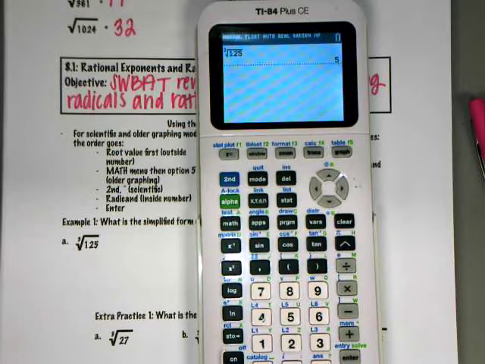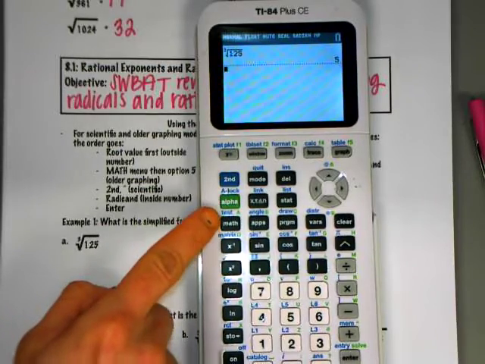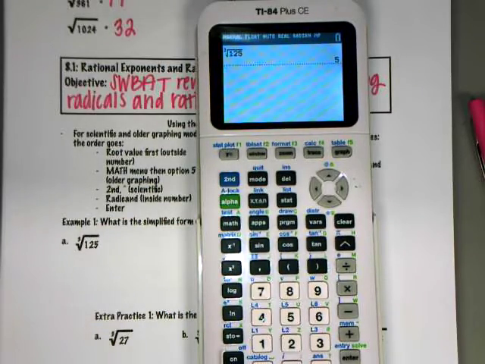Yeah. So click math, and then option 5. So scroll down, and then enter. And then put the 3 on the outside, and then scroll over with the arrows and put the 125 on the inside.